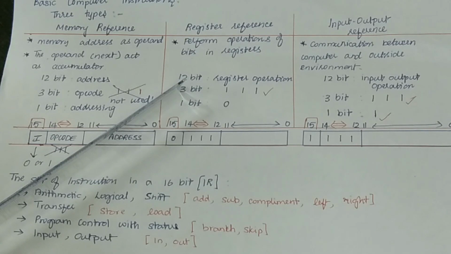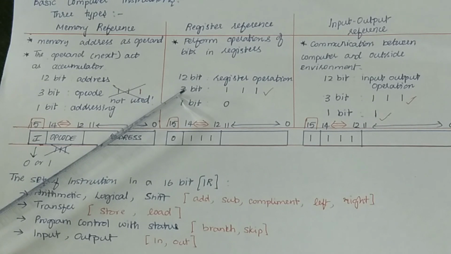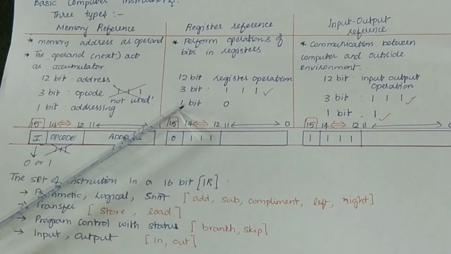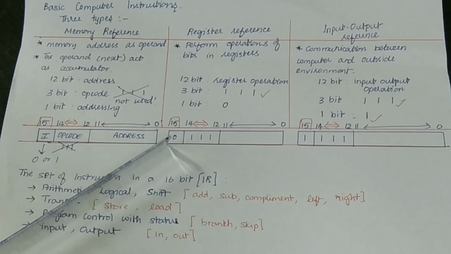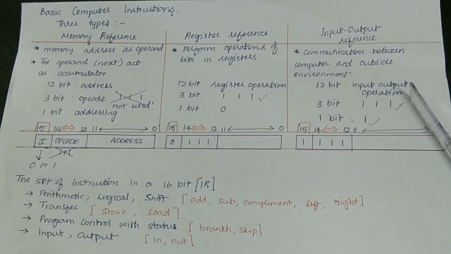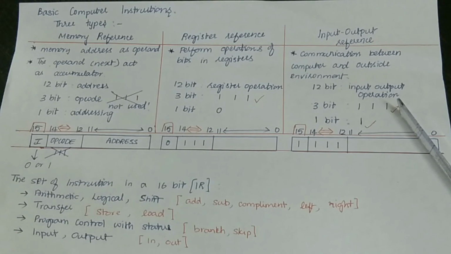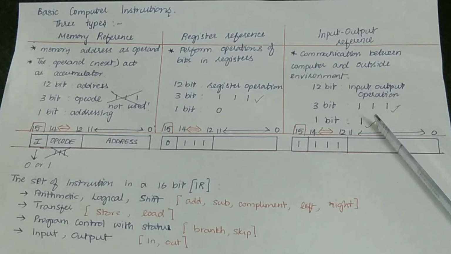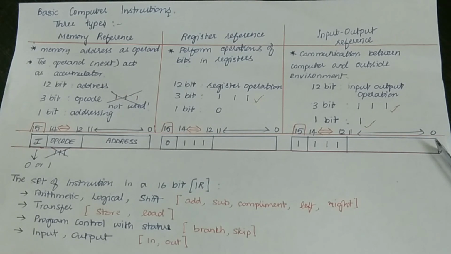The 12-bit address part of register reference consists of the register operation to be performed on the operand. The 3-bit opcode is always 111 in case of register reference, and the 1-bit addressing mode is always 0, indicating direct addressing. Here is a pictorial representation of register reference instruction code. In case of input-output reference, the 12-bit address consists of the input-output operation to be performed on the operand. Here also, the 3-bit opcode is always 111. But unlike register reference, the addressing mode is indirect, indicating 1. This is a pictorial representation of input-output reference.